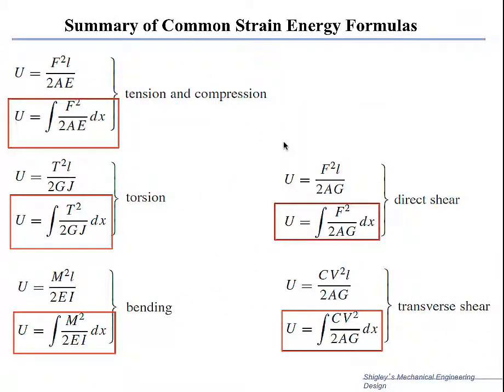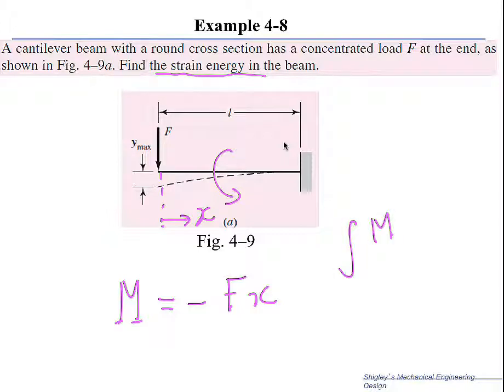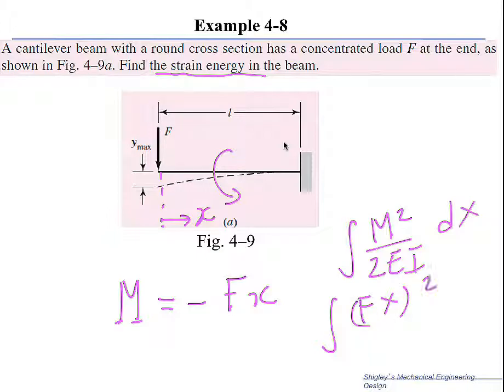Here we have a cantilever beam that is loaded with a force F at the end, and we want to find the strain energy stored in the beam. In this case, we have a moment that is curving the beam downward in this direction. So it will be a negative moment, minus F times x, because we take a distance x from the tip. Then we have to integrate M squared over 2EI dx to find the total energy, which means the integration of (Fx) squared over 2EI dx from 0 to L.